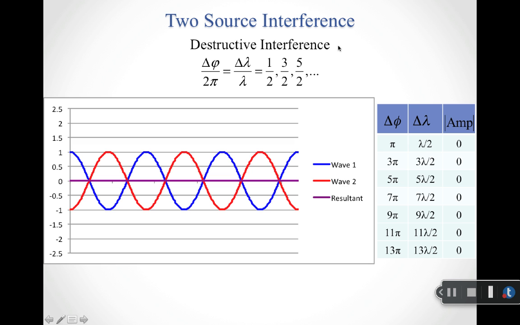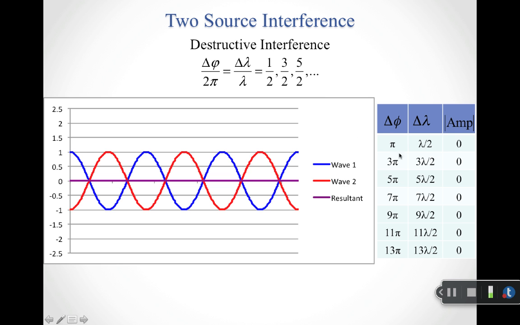The other special case we talked about was destructive interference. Destructive interference is where my waves are completely out of phase, and so they cancel out and leave me with nothing. So the first thing to notice for destructive interference is that all my amplitude of the resultant wave values are all 0, right? Because my two waves are perfectly canceling out if I've got destructive interference. So when does this occur?